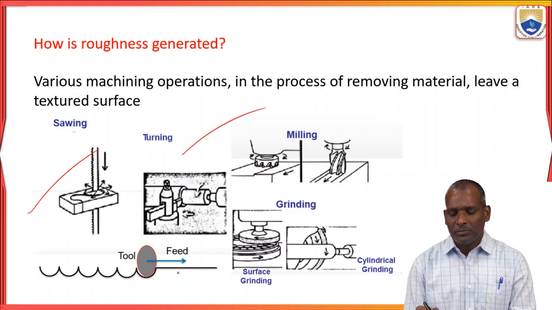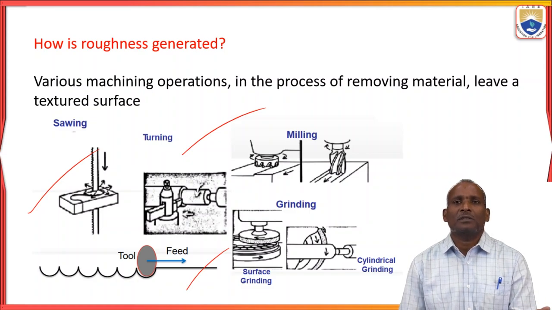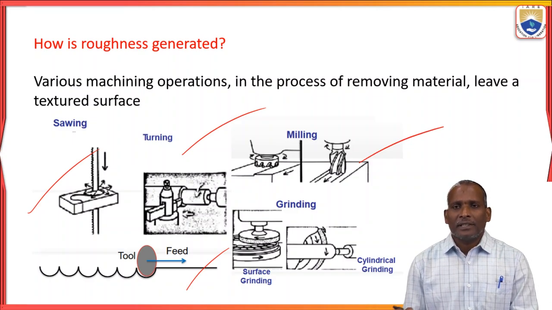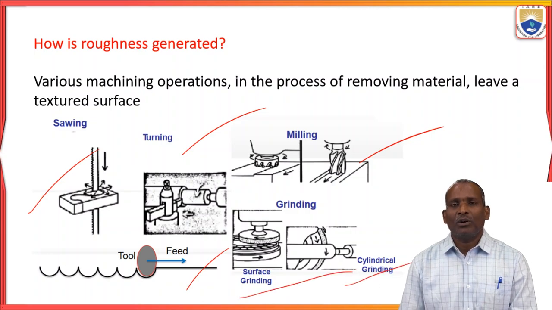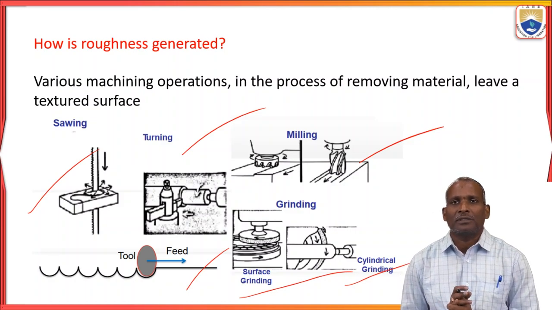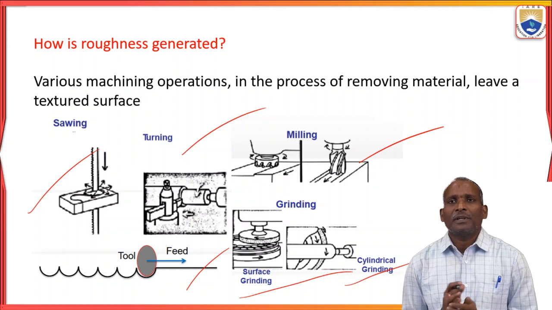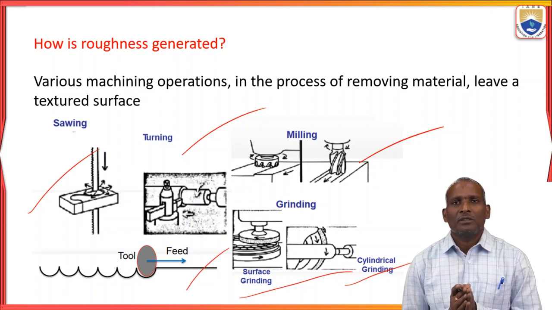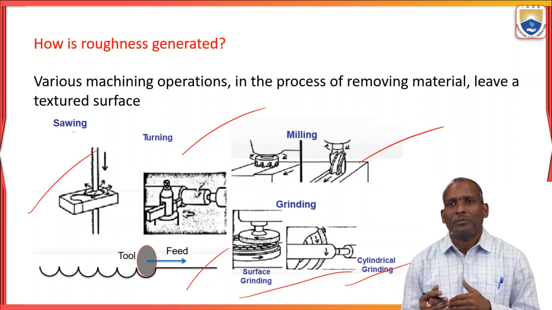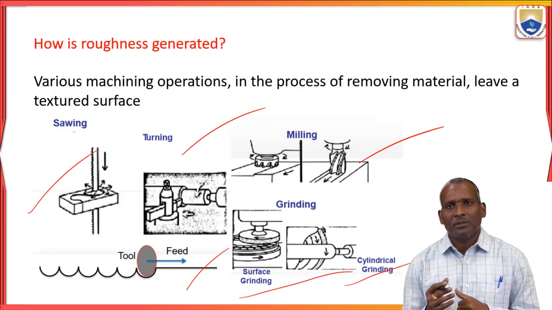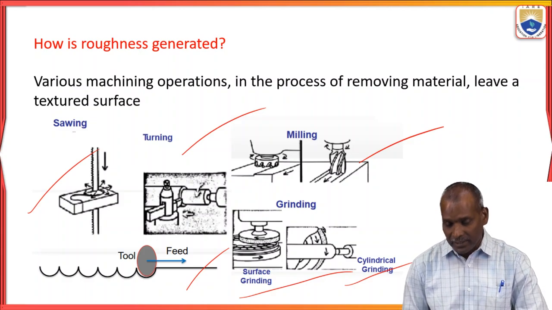Similarly in turning, you give the forward feed and move the tool in the forward direction, and some marks will be generated on the surface. This also leads to roughness. And then the milling operation, the shaping operation, and the grinding operations, surface grinding and cylindrical grinding. All these operations are called mechanical machining operations. In various machining operations, roughness is possible. That's why you have to remove the roughness; some methods you have to use. Clear? We have discussed this in the previous slides.